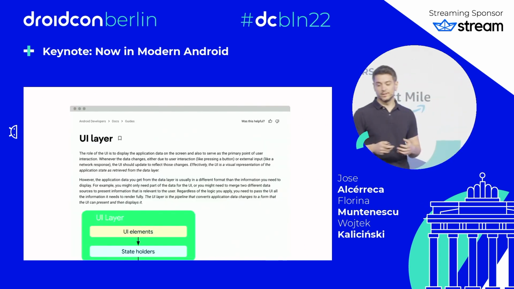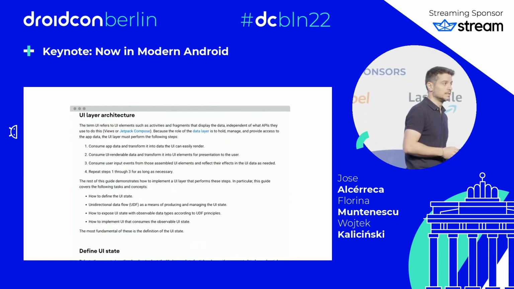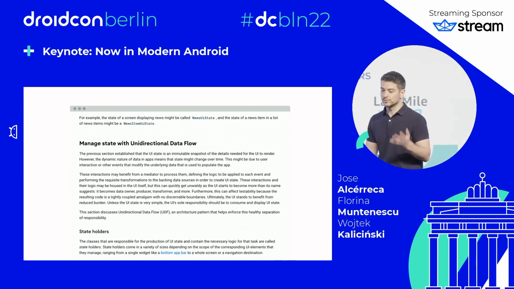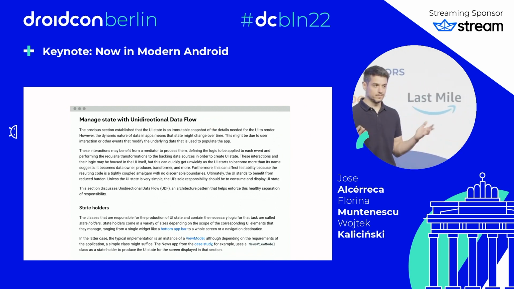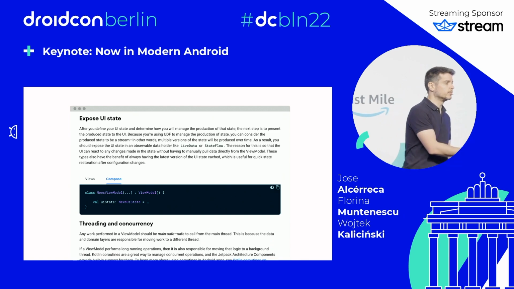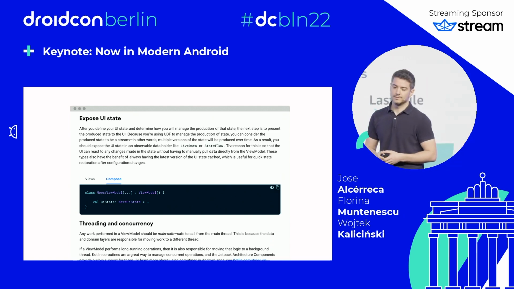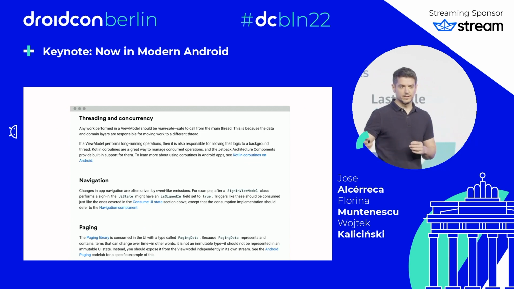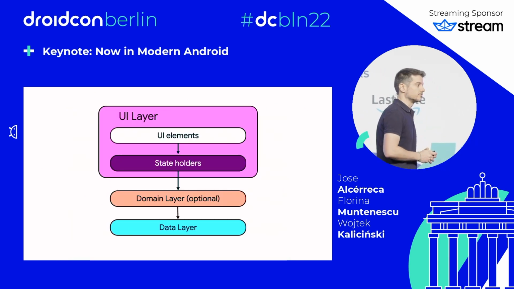For the UI layer, we also have some opinions in the guide. How to define the state of the UI. We talk about immutability. We talk about this thing called unidirectional data flow, which I'll expand on in a minute. How to expose state to the UI and how to consume it from it. And many other things like recommendations on threading, navigation, paging, animations, etc.